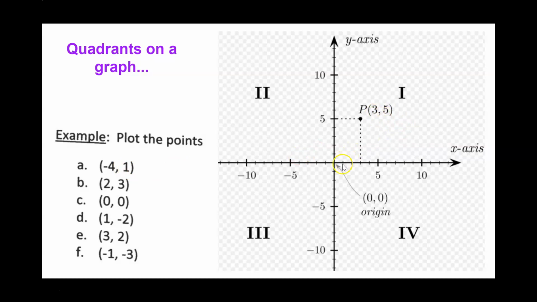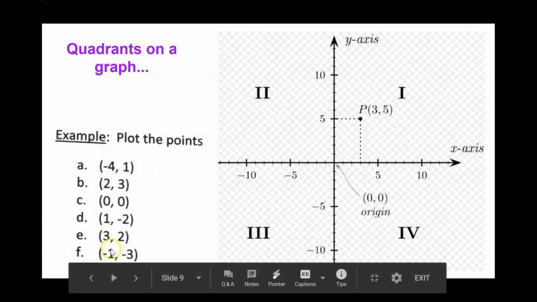This one here is 3, 5 because we go over 1, 2, 3, and then up 1, 2, 3, 4, 5. So here's a little point we draw here. So again, we plot the x's first and then the y second. If it has 0, we don't move any. We don't go left and right, or we don't go up and down. We draw a little dot, and this is called the origin when it's right at the middle.